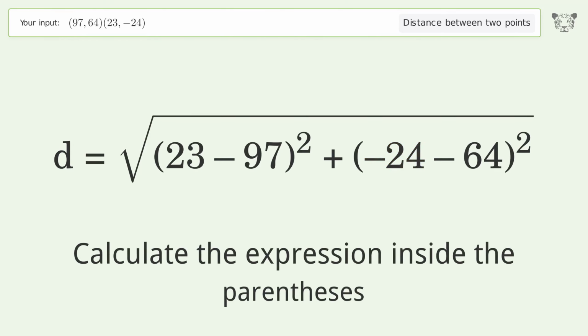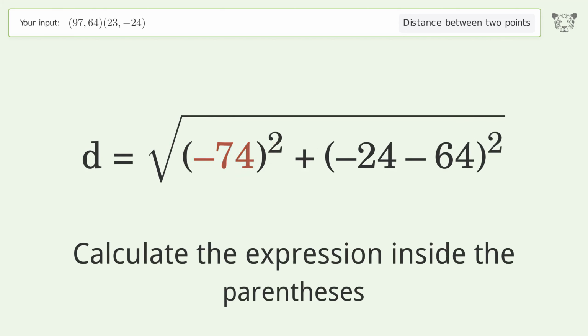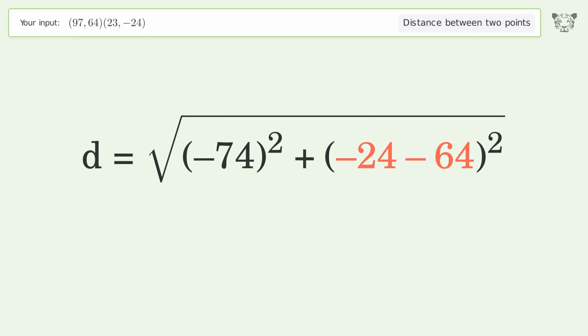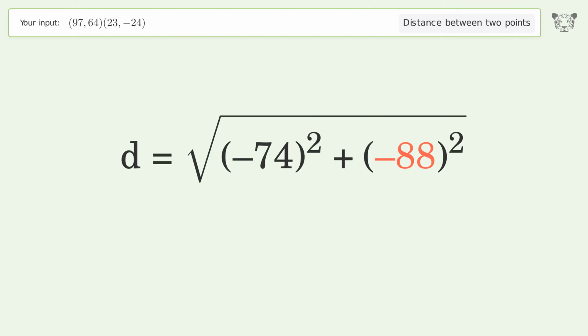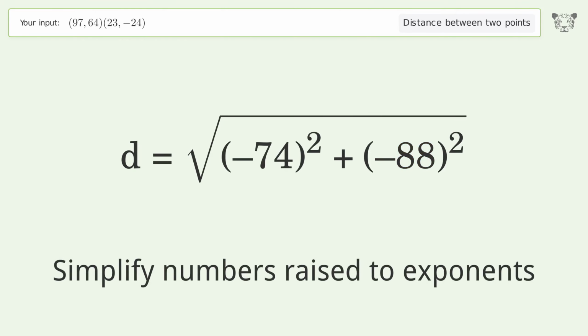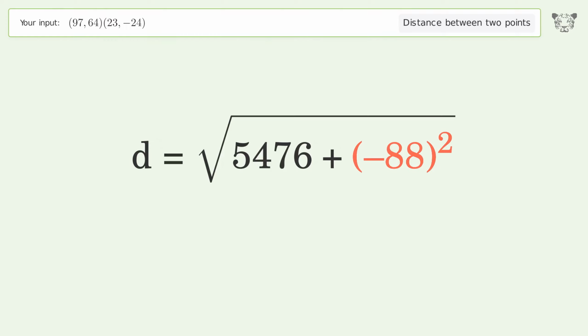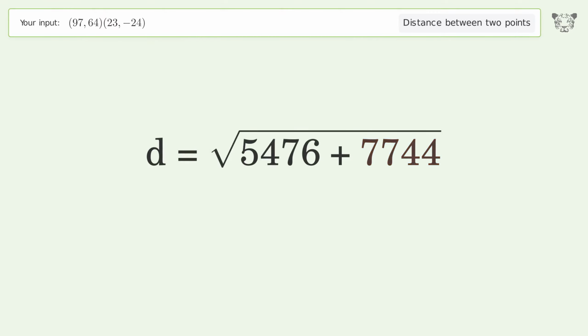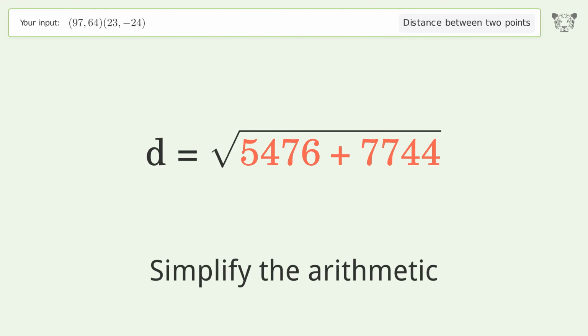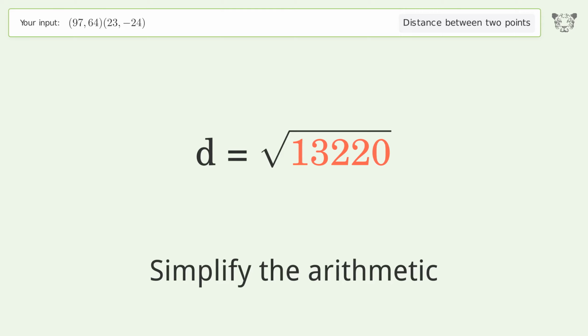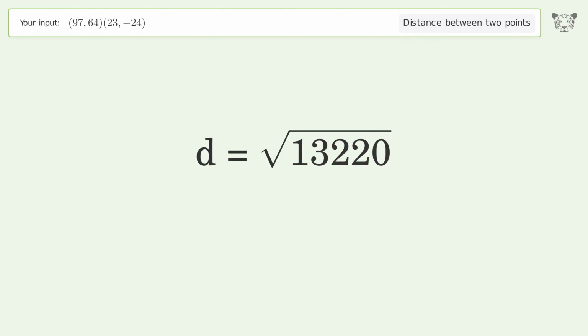Calculate the expression inside the parentheses. Simplify numbers raised to exponents. Simplify the arithmetic. And so the distance between the 2 points is the square root of 13,220, or 114.978.